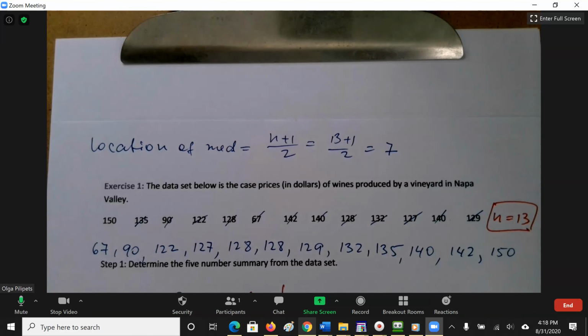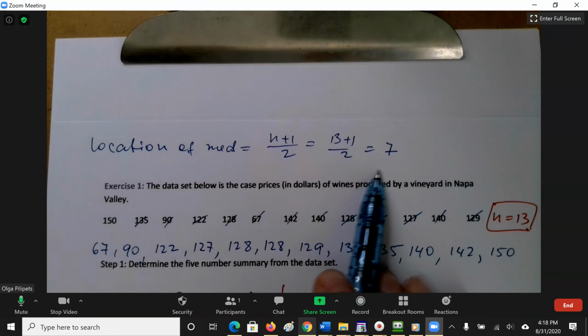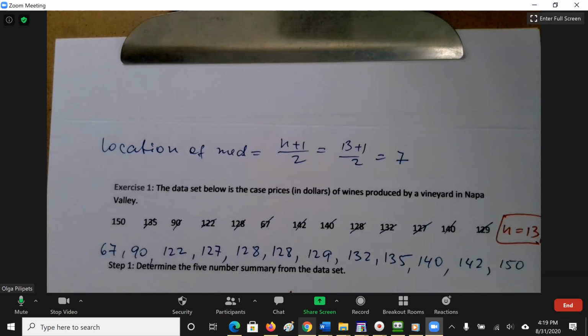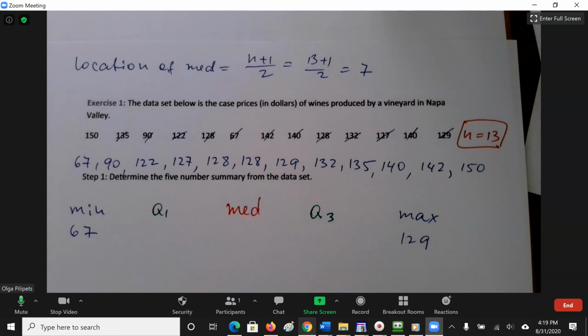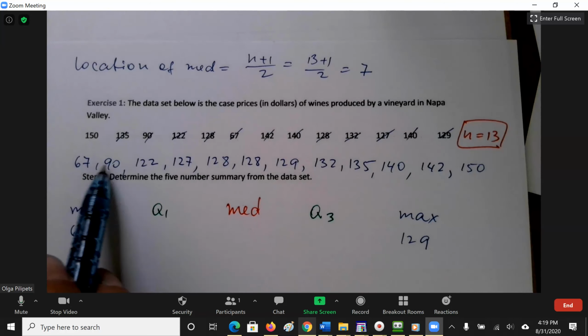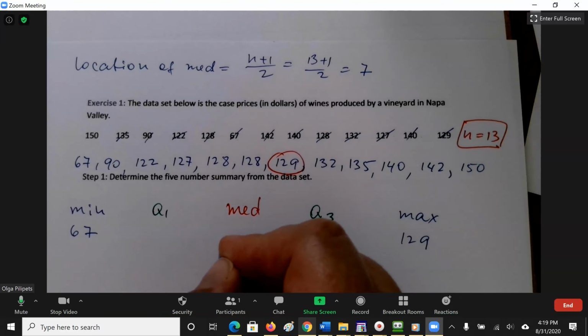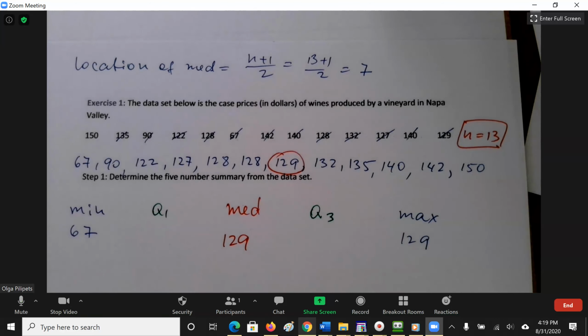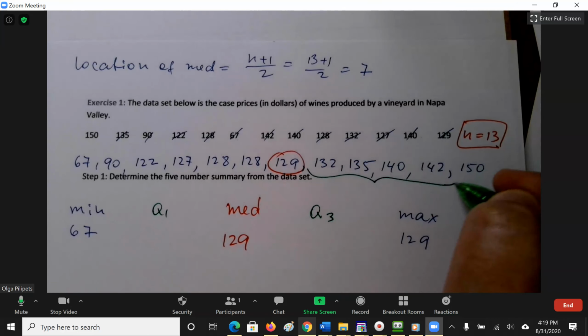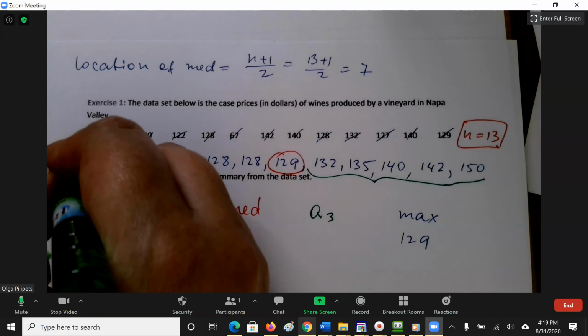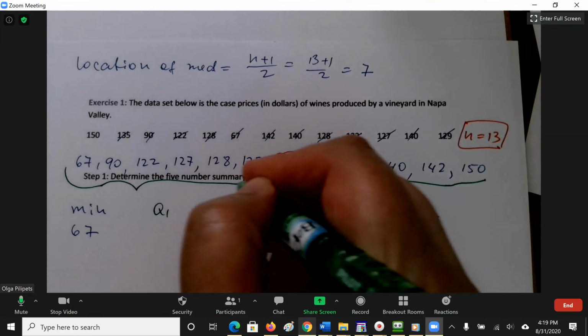All right, so this is not our median, that's the location. So we have to go into our values and count, grab value number 7. 1, 2, 3, 4, 5, 6, 7. Here it is. So that's our median, 129. Okay. Now remember that our median actually divides our data into two equal pieces, 50% below and 50% above the median. Actually, it's vice versa.